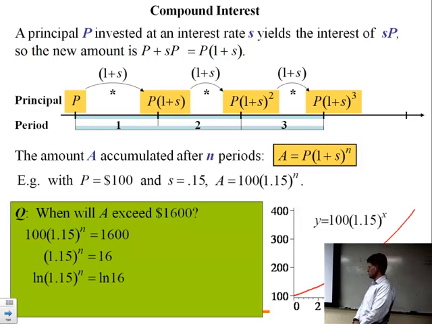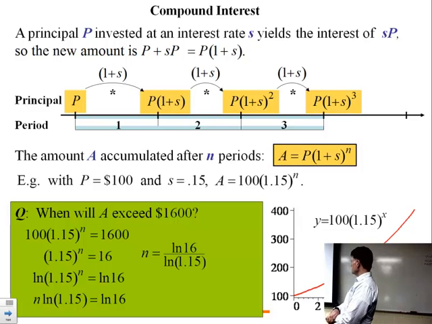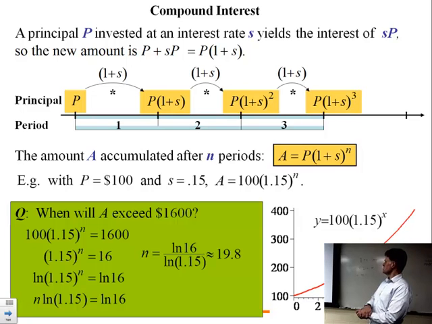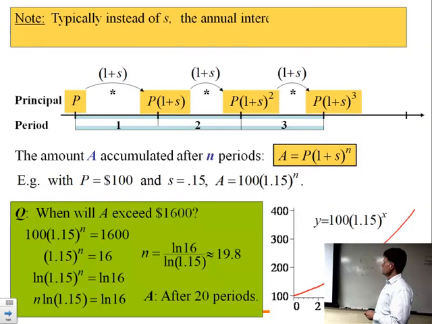Now, you could hit both sides with the natural log because that's what your computer can handle. That's what your calculator can handle. Use the power rule on this side, and you get n times the natural log of 1.15 is the natural log of 16. Divide that, and you get n is equal to this, and that you can plug in your calculator, and you get about 19.8 periods. Now, this is discrete compounding, so there is no fractional number of compound periods. So the time you're going to actually exceed this amount is on the next period, which is going to be the 20th period. So you round up to the next integer. So after 20 periods, that's when you're going to exceed $1,600. All right.